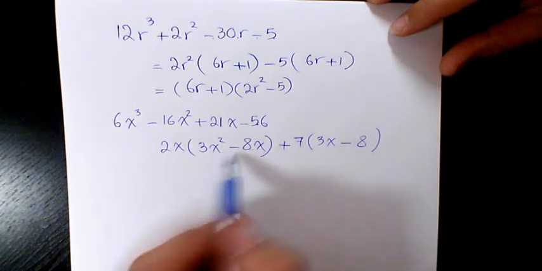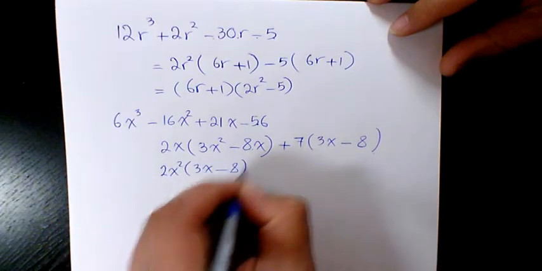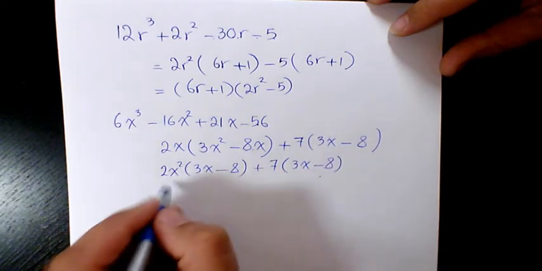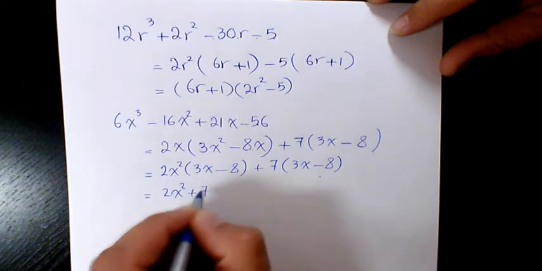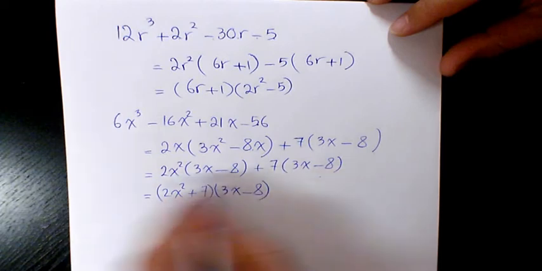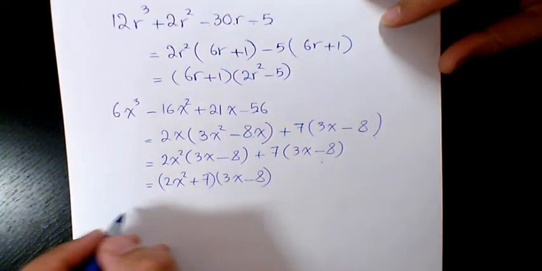Here you need to factor another x, so it's going to be 2x squared, 3x minus 8. And here you have 3x minus 8. So you're going to end up having 2x squared plus 7 times 3x minus 8. And 3x minus 8 was the common factor between these two.